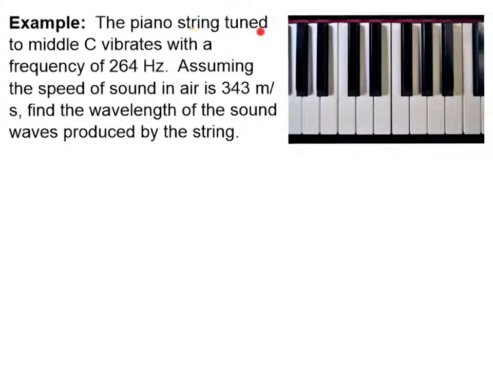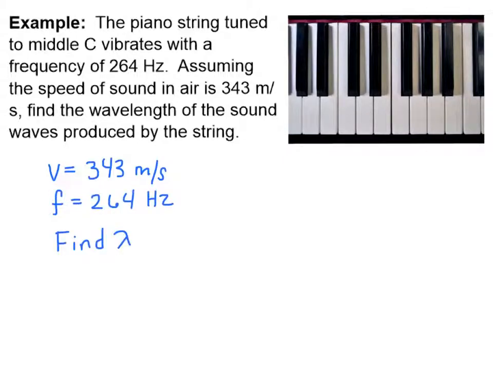Let's say the piano string that is tuned to middle C vibrates with a frequency of 264 hertz. Let's assume that the speed of sound in air is 343 meters per second. What is the wavelength of the sound waves produced by the string? I'm going to write down what I know. I know the speed is 343 meters per second. I know the frequency is 264 hertz. And I want to find the wavelength.